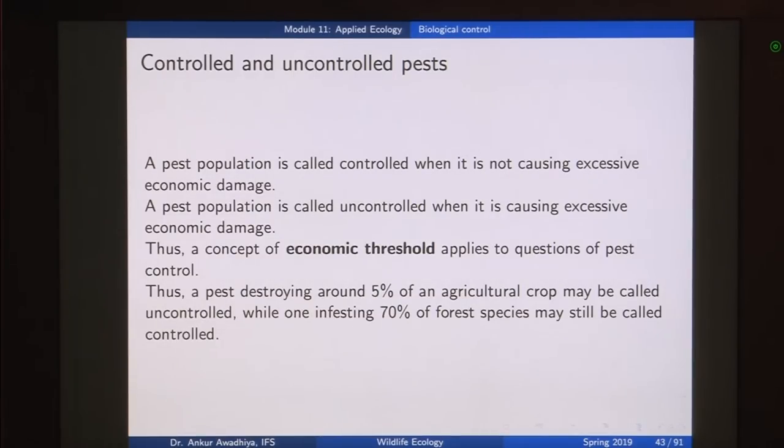And a pest population is called uncontrolled when it is causing excessive economic damage. Thus, the concept of economic threshold applies to the questions of pest control.